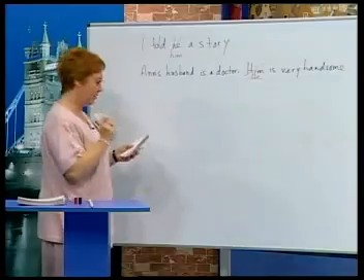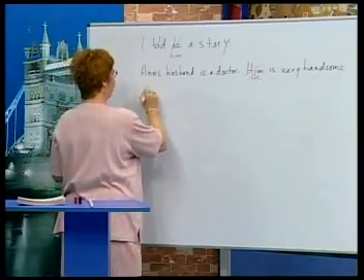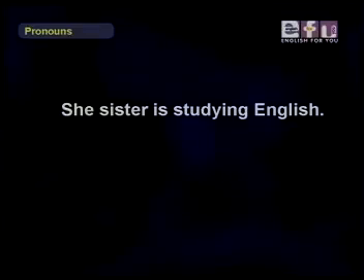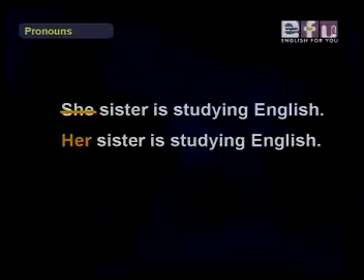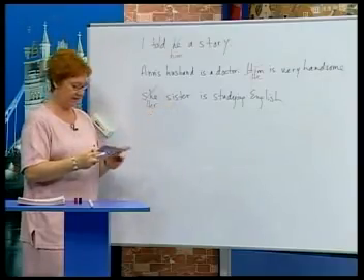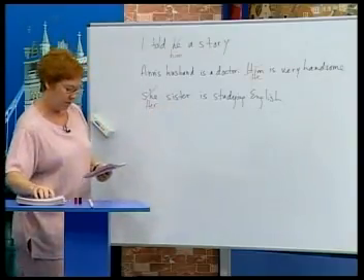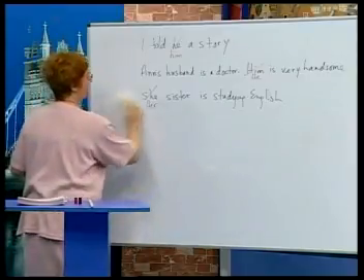Okay, Isabel, here's a wrong sentence for you. She's sister is studying English. Now, this sentence is wrong. Please fix it. Okay. Her sister is studying English. Okay, all right. So we have to use her because we're using sister. This is possessive. All right.